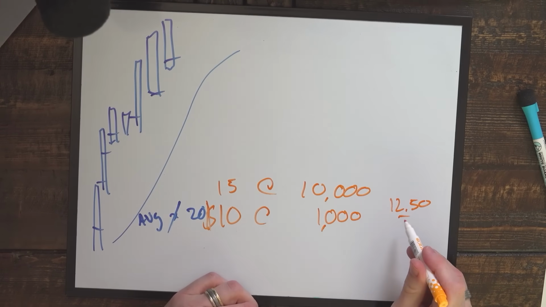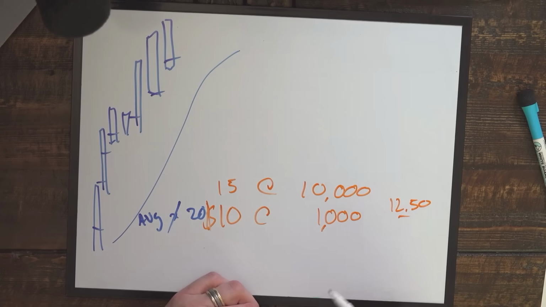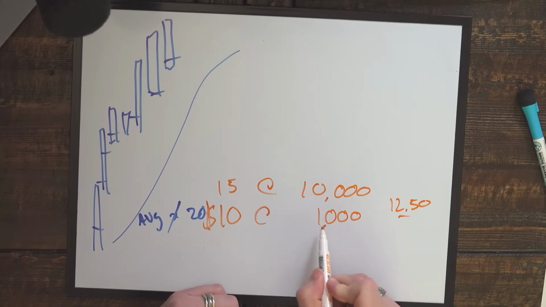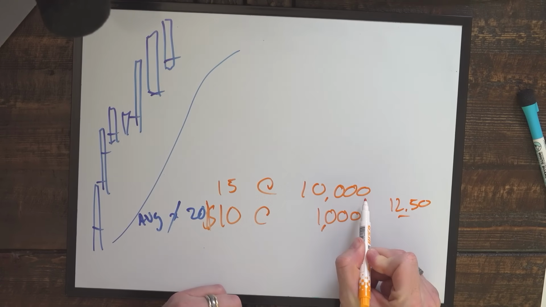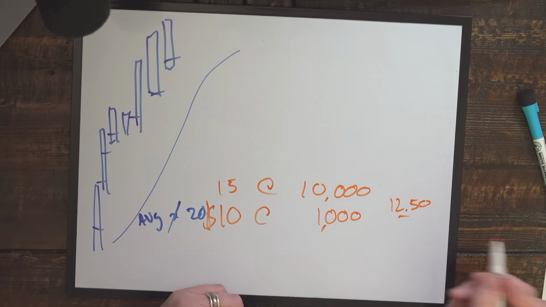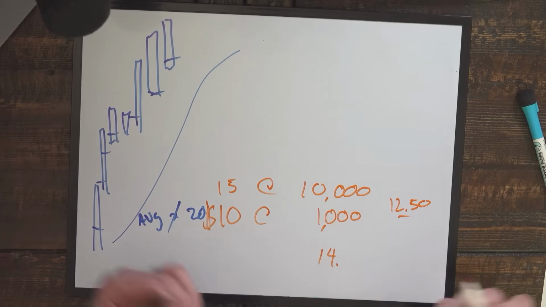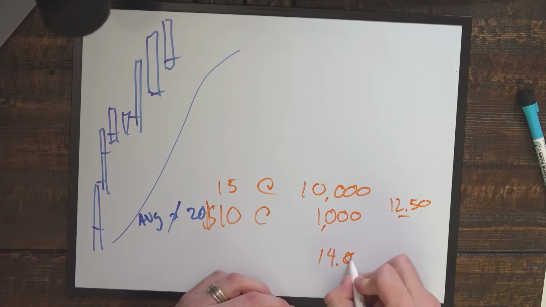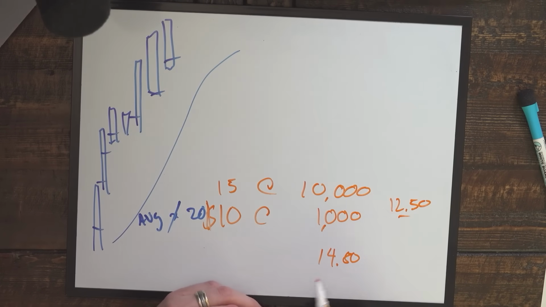Well, clearly that's not the volume weighted average price, because only 1,000 shares trade at 10, whereas 10,000 were at 15. So the VWAP in this case would probably be like, I don't know, whatever it is, 14.80 or something like that. And this is valuable to know.